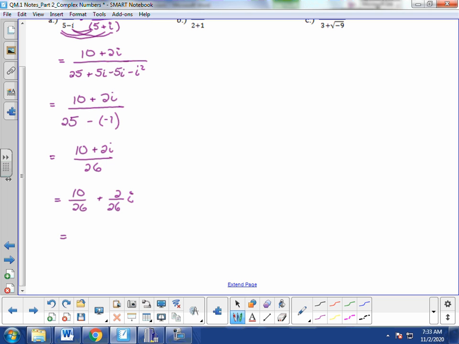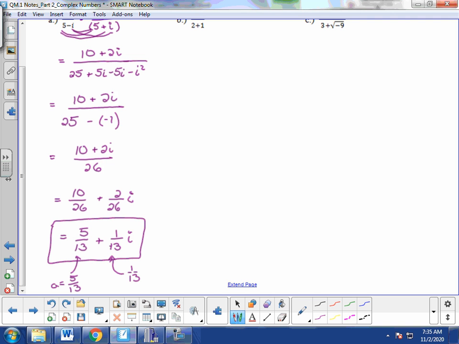Now I want to simplify that expression. 10 over 26, we can simplify this fraction because both 10 and 26 are divisible by 2. So this is 5 over 13. Same thing with 2 over 26. This is 1 over 13. So we have 5 over 13 plus 1 over 13 i. And this is the final result. Our a value is essentially 5 over 13. Our b value is essentially 1 over 13. And then we have i at the end.